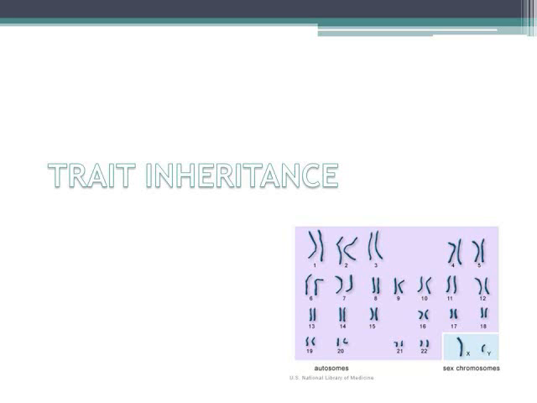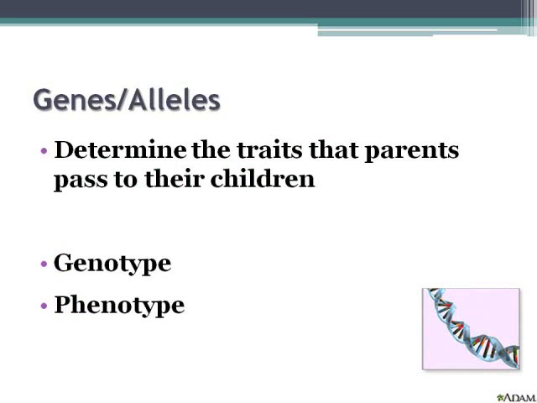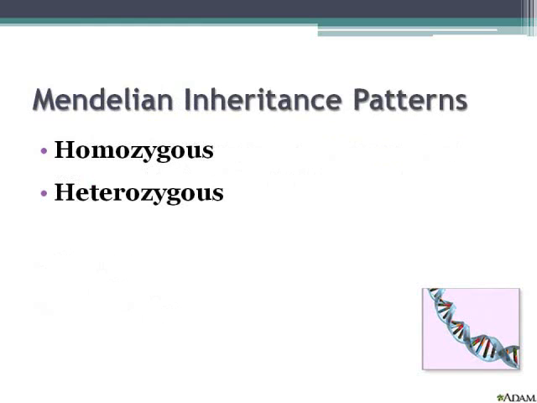Trait inheritance. The gene or allele pairs determine the traits that parents pass to their children. There's the genotype and the phenotype, as we spoke of in an earlier class. Mendelian inheritance patterns. Mendel is the man who developed the concepts of inheritance patterns that we use today. And these inheritance patterns can either be homozygous or heterozygous.